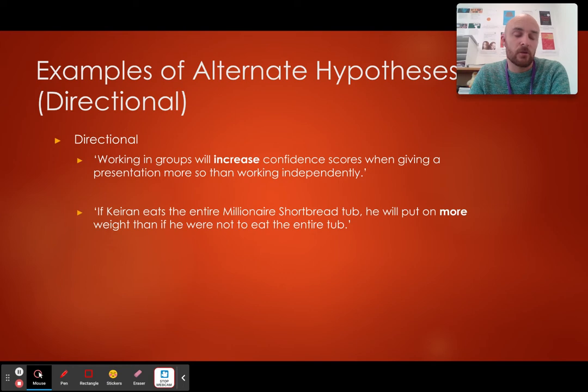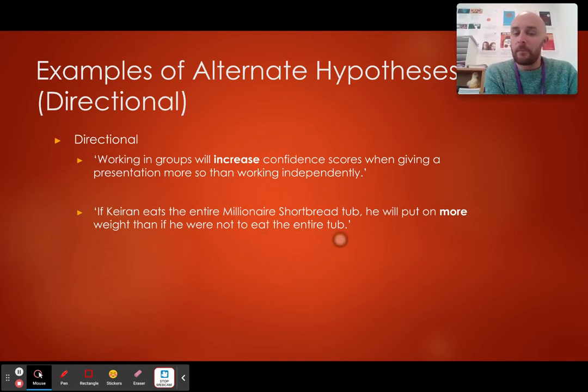Well, this is true, but it feels a bit personal. If Kieran eats the entire Millionaire shortbread tub, which I will, by the way, because they're amazing, he will put on more weight than if he were not to eat the entire tub. Now, there's a couple of things to note here. Firstly, that clearly is directional because it's stating a direction. I'm going to get bigger.